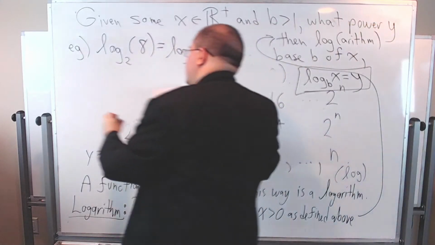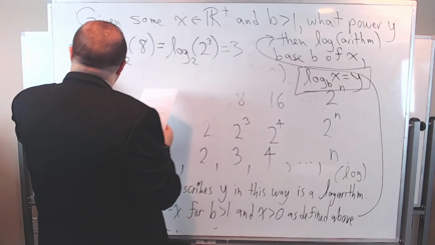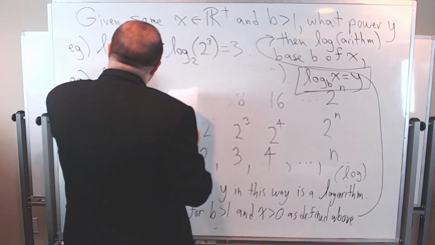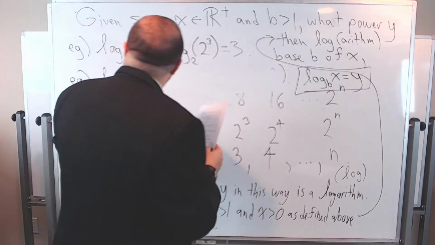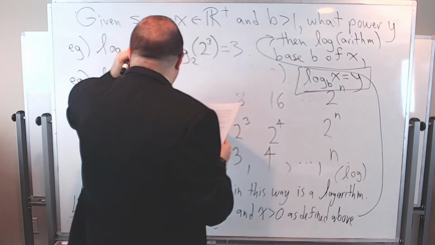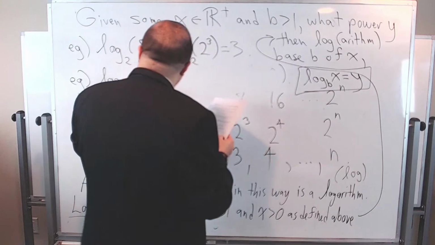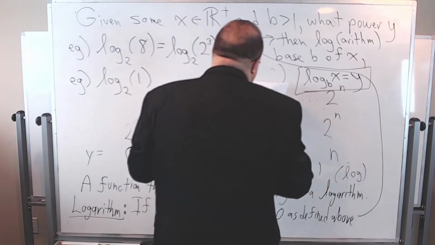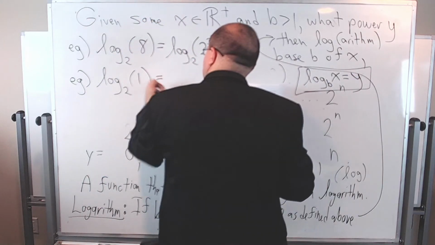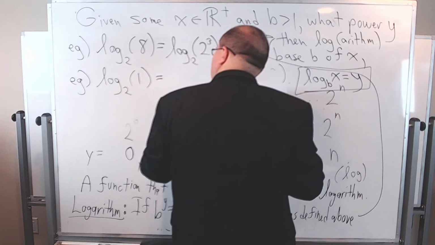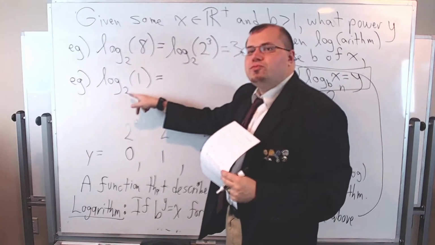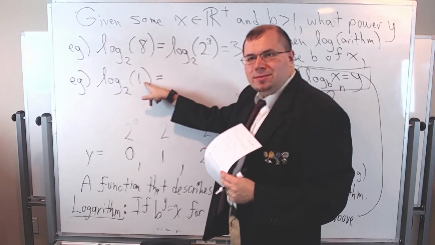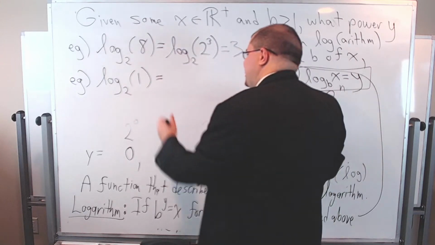How about, just to illustrate this point, and this is, by the way, the reason why I defined the complexity function the way I did, at least for this session. What is log base 2 of 1? Okay, so what power do I need to raise 2 to get 1? 0, right?